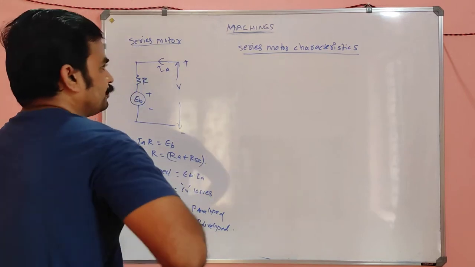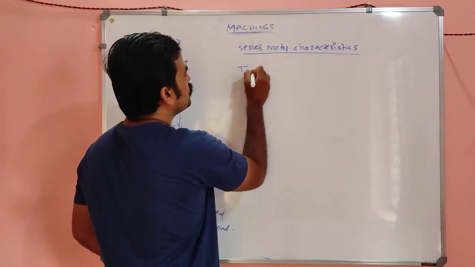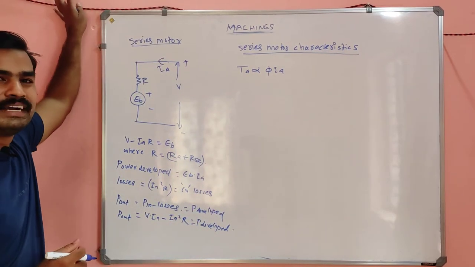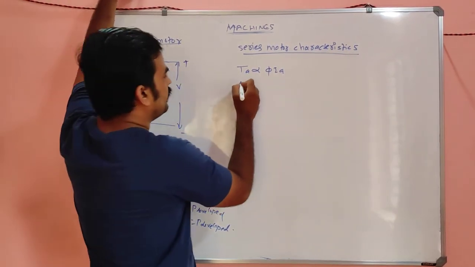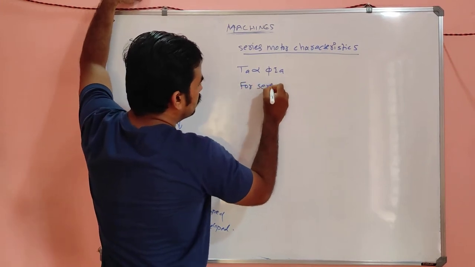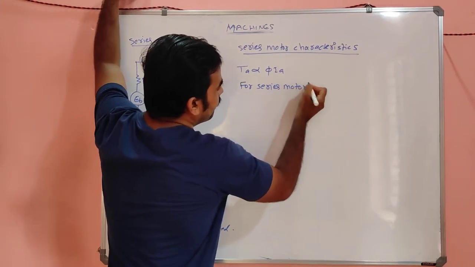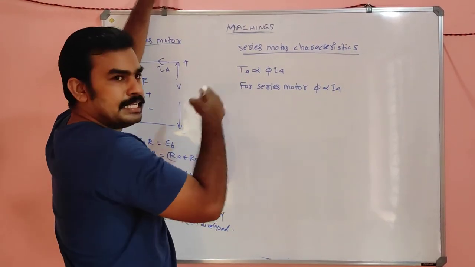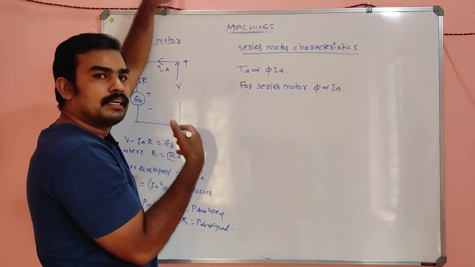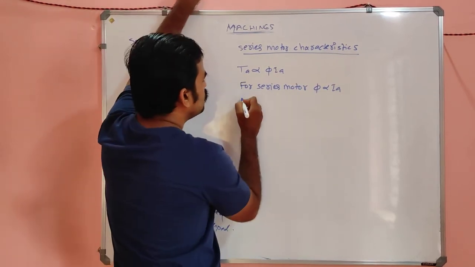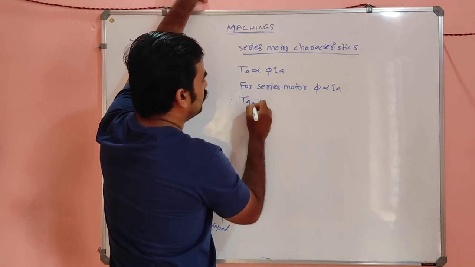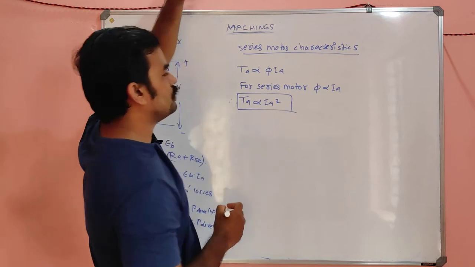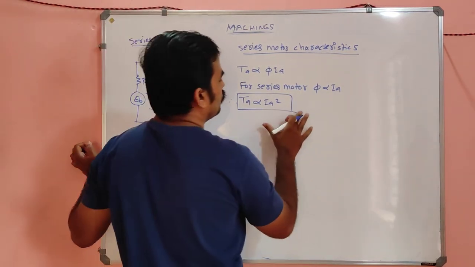Series motor characteristics. The armature torque TA is directly proportional to phi into IA. For a series motor, phi will be directly proportional to IA, because it's series connected. So the series field flux will be directly proportional to the series current IA, so torque will be directly proportional to IA square. Am I correct? Torque will be directly proportional to IA square for a series motor.